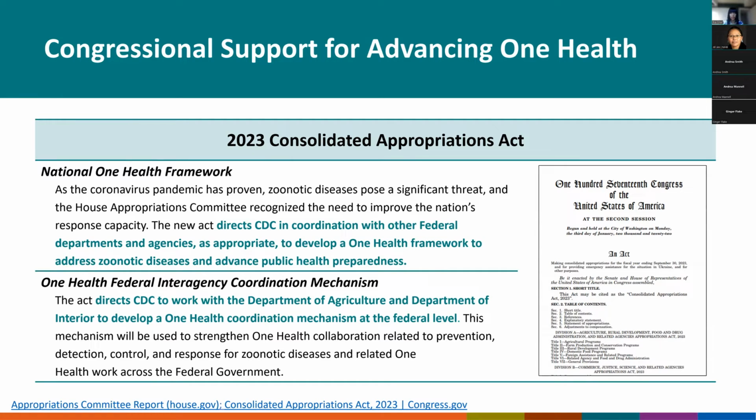So we finished our national OHCDP in 2017. Admittedly, we were a little derailed on progress resulting from the pandemic that struck a few years later. But we were really delighted when in 2021, through the Omnibus Appropriations Bill, and then again in 2023 through the Consolidated Appropriations Act, Congress actually asked CDC to coordinate with USDA and DOI, as well as federal partners, to do two things: to develop a national One Health framework and establish a One Health federal interagency coordination mechanism. Those were directly in line with outputs from the OHCDP. So we've been busy working on those, and I'd like to tell you just a little bit more about them.